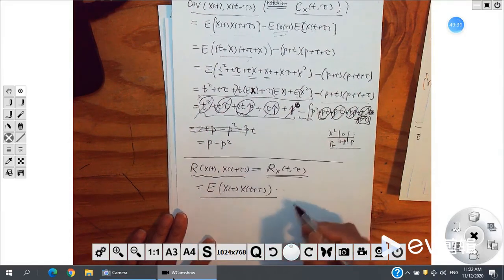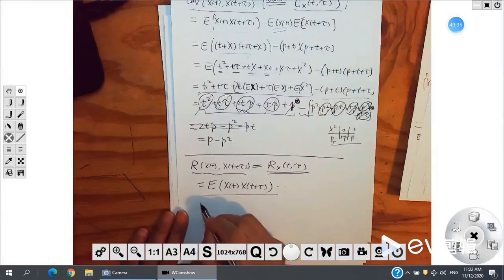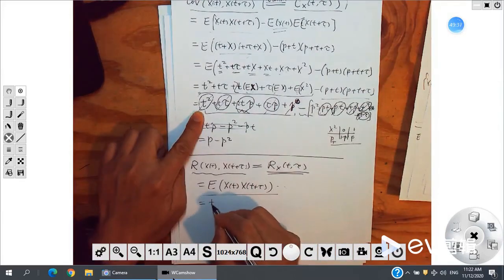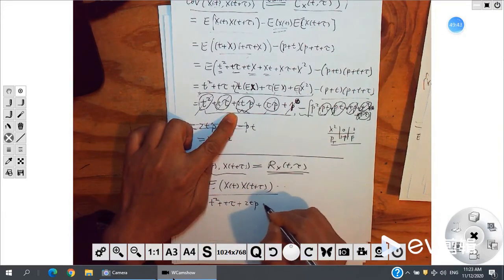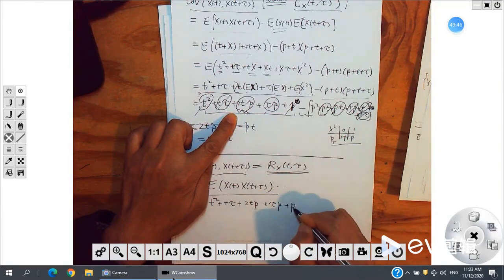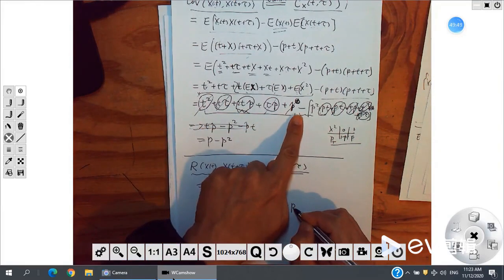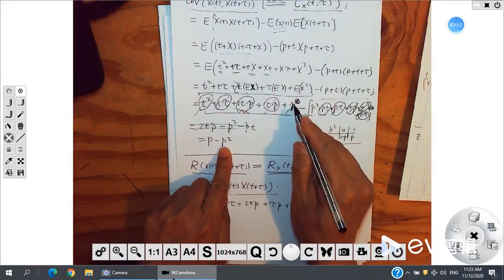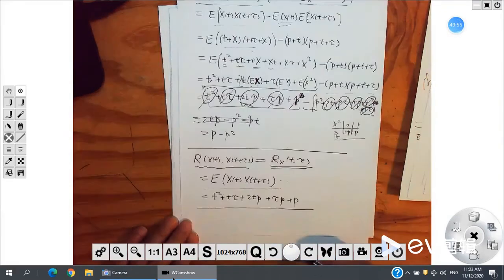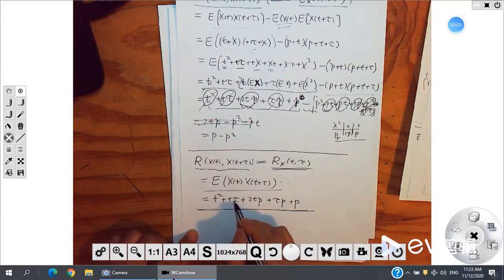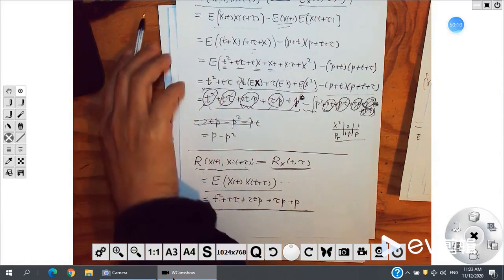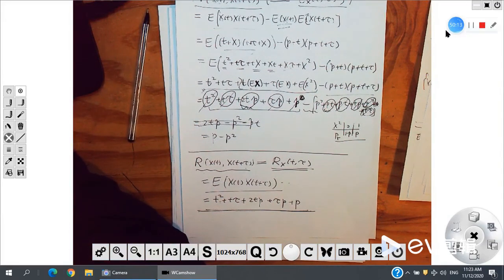This one is more complex than the covariance. I just copy it: t squared plus t tau plus 2tp plus tau p plus p. Do I have a square here? No, the square is that one, only just p. Anyway, this is a complex one, but it's a function depending on t and tau. For different t and different tau, this one is different. And we have a relation that looks like this. Alright, that's all for today. See you next time. Bye.